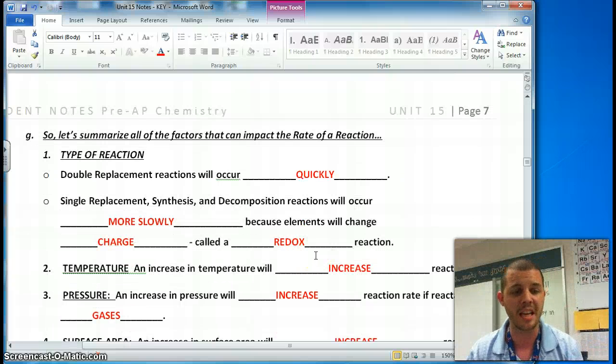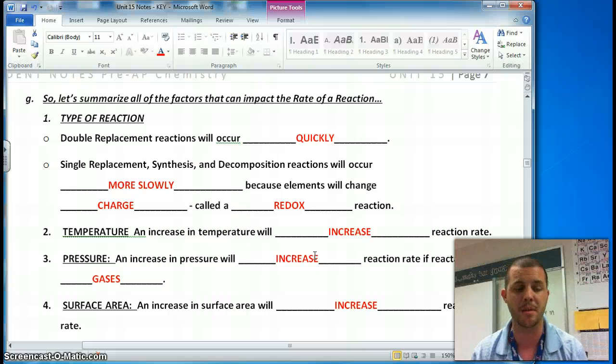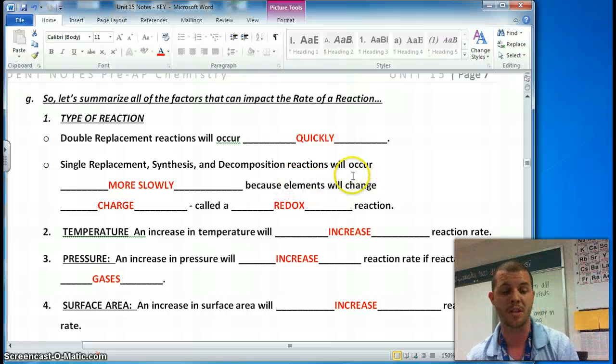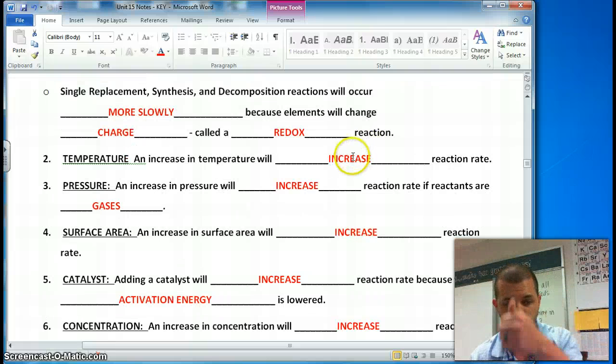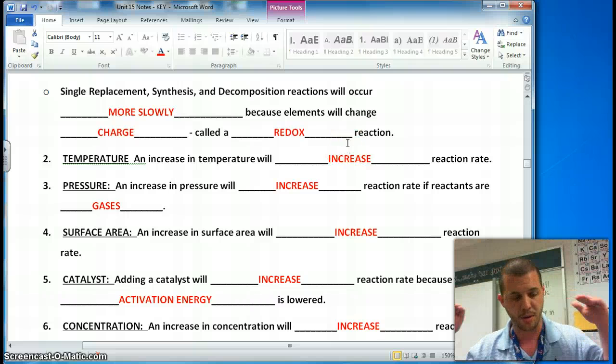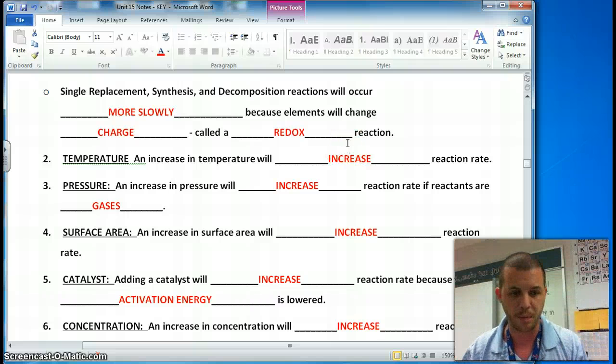So let's summarize the things which can impact the rate of a reaction. Number one, if you have a double replacement reaction, it's not a redox reaction, so it's going to occur very quickly. You're not having to switch around your electrons. Everybody's just going to do a little switch-a-do, and then the reaction takes place. Super fast. Single replacement, synthesis, and decomposition reactions react much slower because they are redox reactions. They have to change their charge. Temperature: increase the temperature, increase the reaction rate, because the particles are going faster, so when they collide, they're going to collide with more energy.